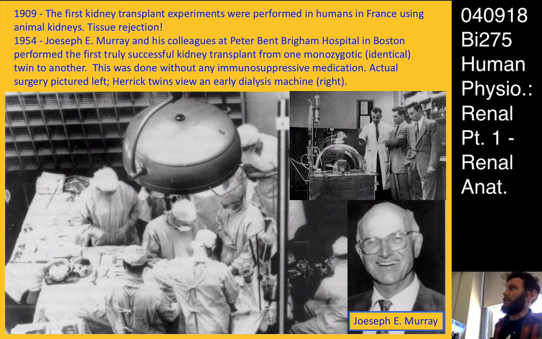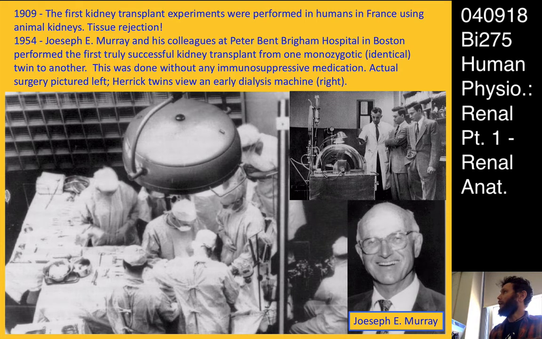So the first kidney transplant was not done by him. It happened in France, and they took, I believe, a kidney from a chimpanzee, and they tried to transplant it into a human in 1909. There was tissue rejection, of course, because of the immune response, the MHC incompatibility between monkeys and humans. But in 1954, this guy got around the problem by taking a kidney out of one of the Herrick twins, these two guys here in the suits. They were identical twins, genetically identical twins, so there was going to be no tissue rejection. He took the kidney out of one, stuck it in the other successfully.